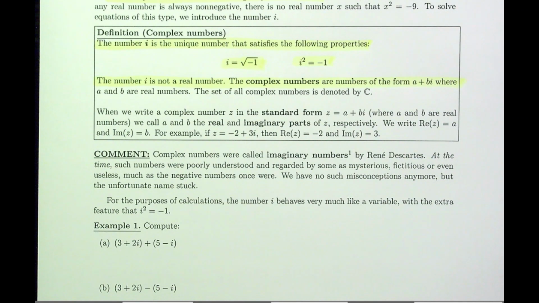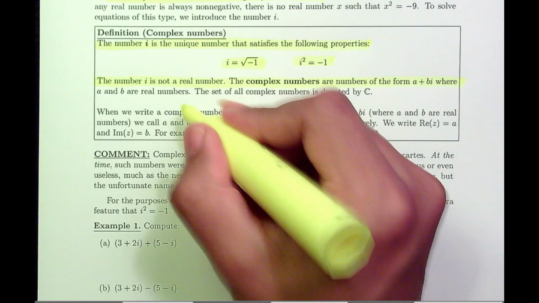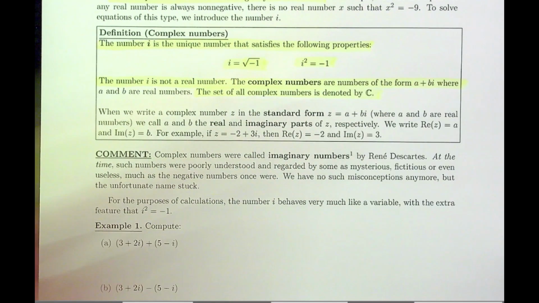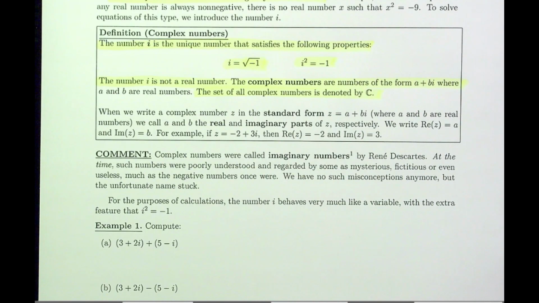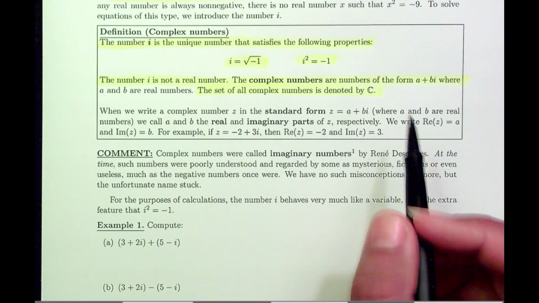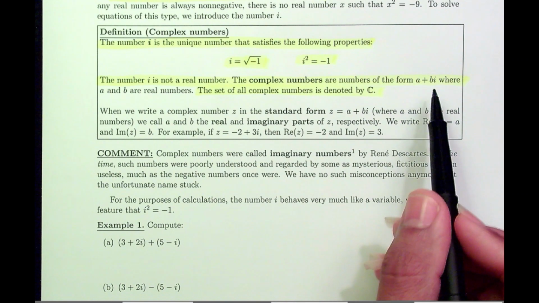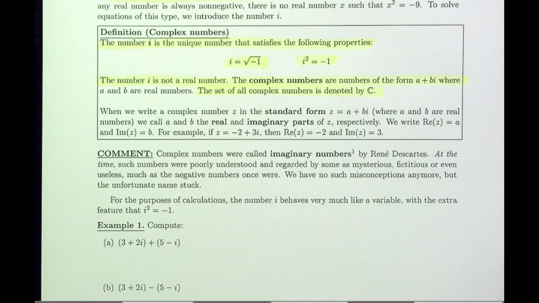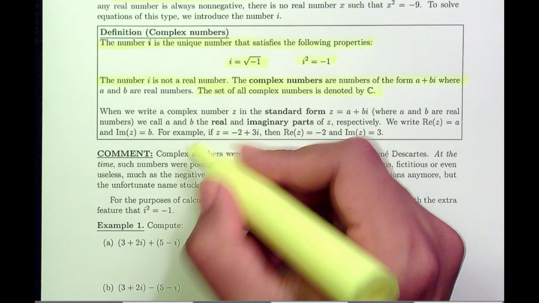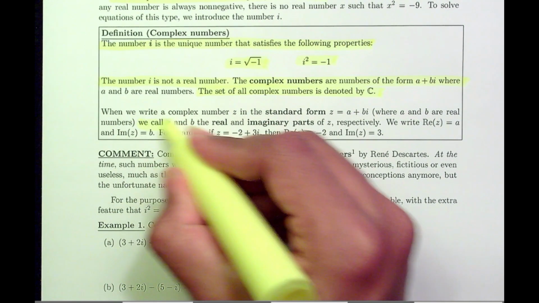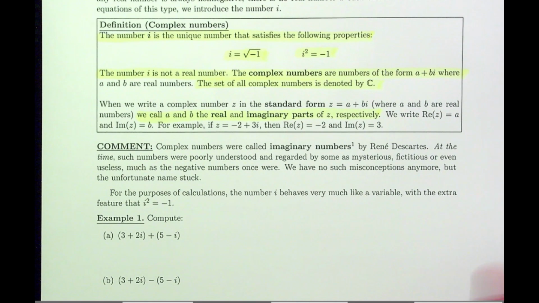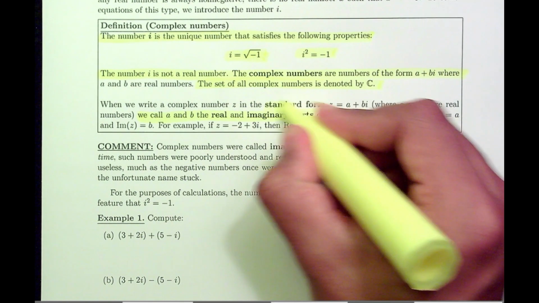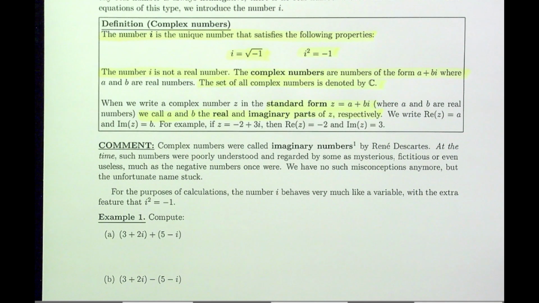Okay, the set of all complex numbers has its special symbol. It is a C. We write it big, and it will look like this, like a C. All right. As I said, we write complex numbers in the form a plus bi. The a is called the real part, and the b is called the imaginary part. The a plus bi form is called the standard form of writing a complex number.